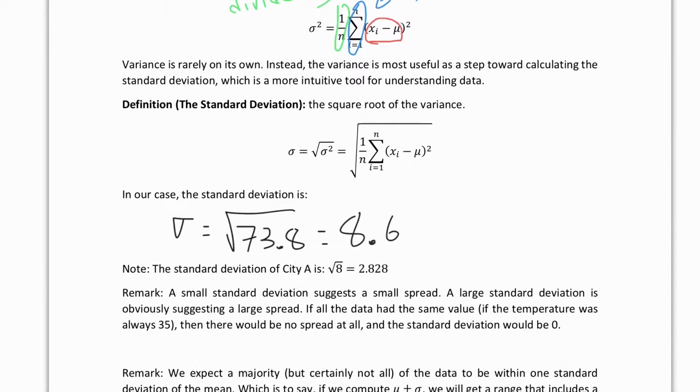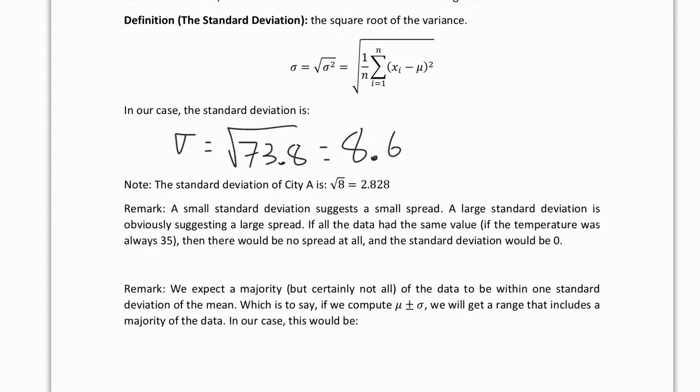A small standard deviation suggests a small spread. A large standard deviation is obviously suggesting a large spread. If all the data had the same value, for example, if the temperature was always 35, then there would be no spread at all and the standard deviation would actually be 0. So we can expect the majority, but certainly not all of the data, to be close to the mean, and the spread tells us how close.